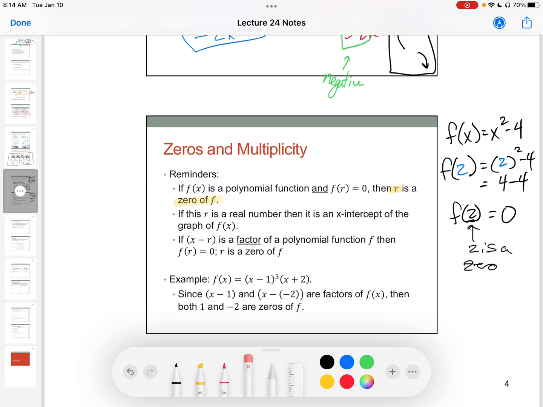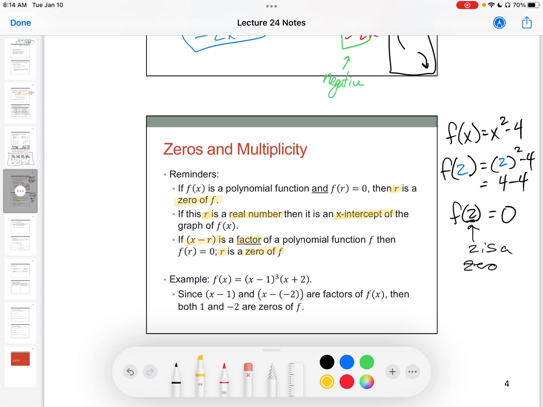So basically what that's saying is that if I factor these things and I find the answer for it, then it is a 0. The next part says that if r is a real number, then it is an x-intercept. So we can factor these things to find the x-intercepts. Then the last one, this is the more important one probably: if x minus r is a factor of the polynomial, then r is a 0 of f.